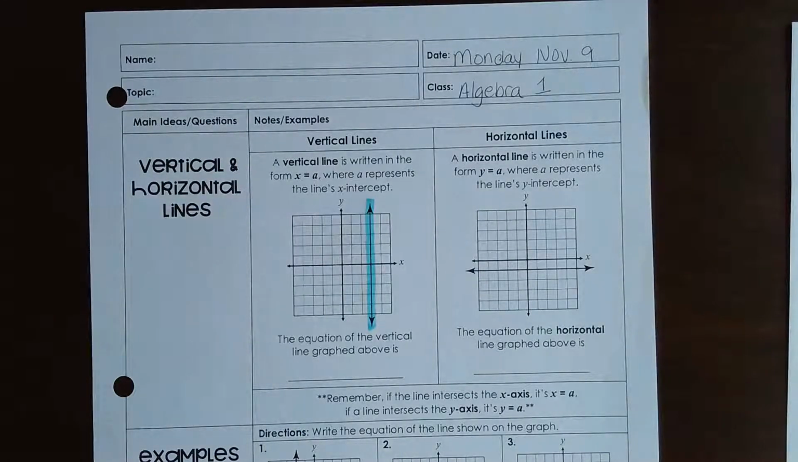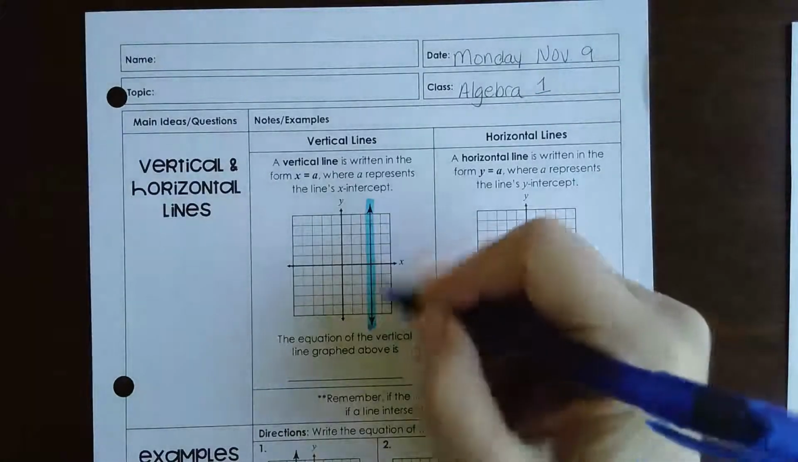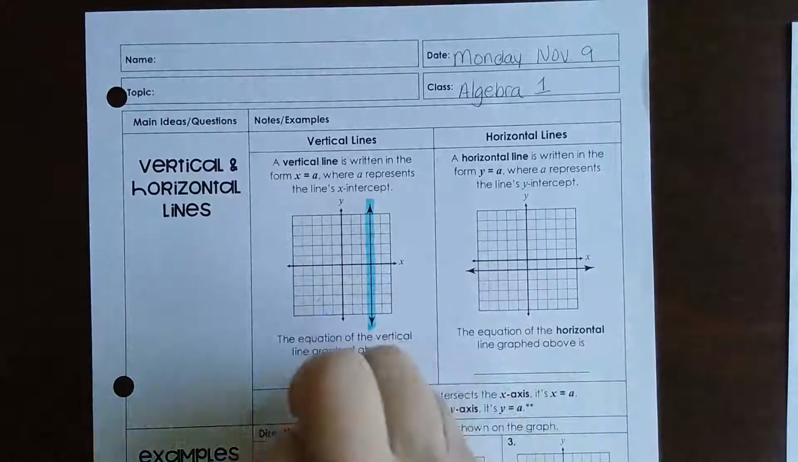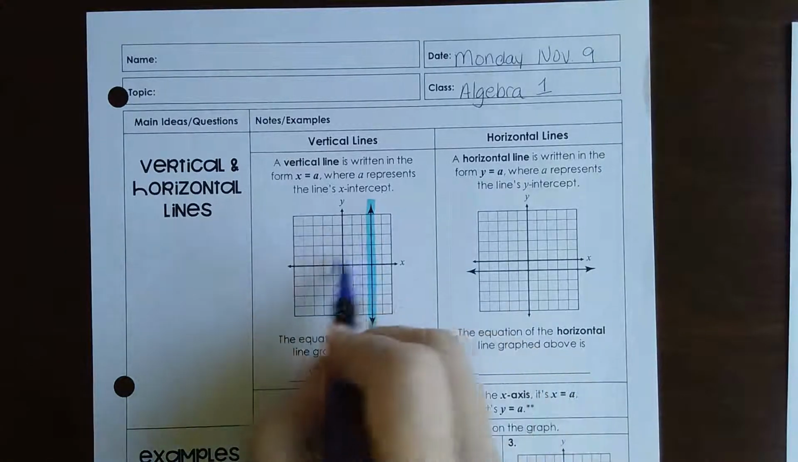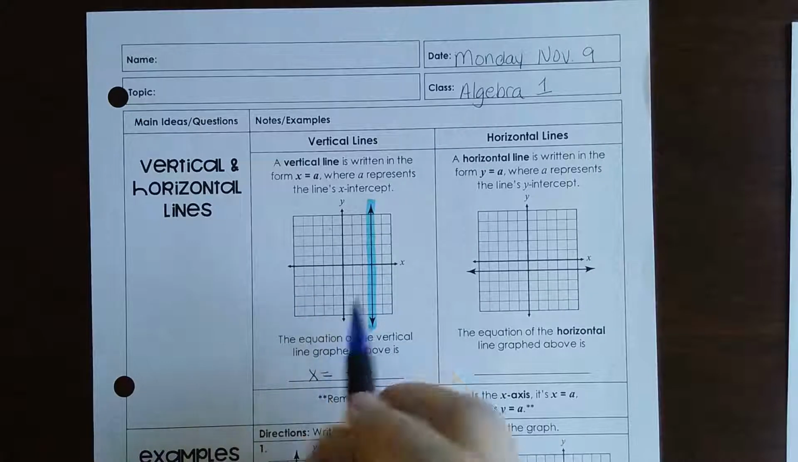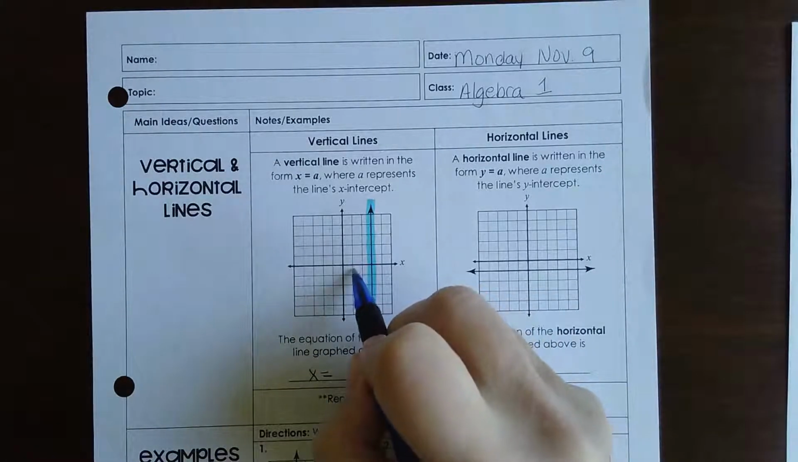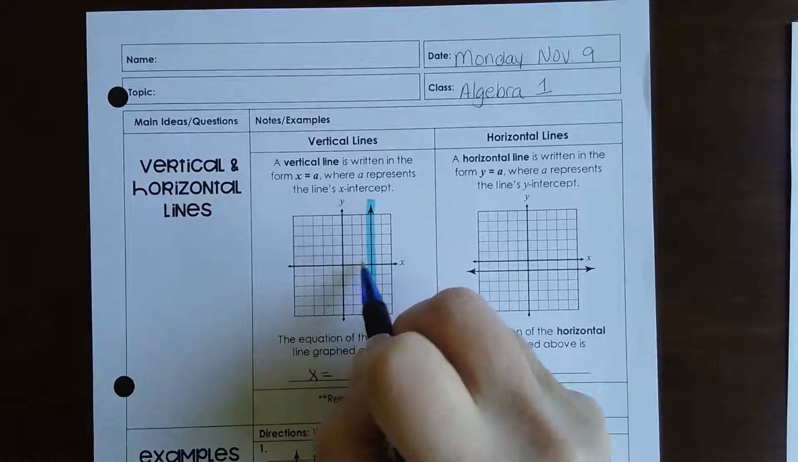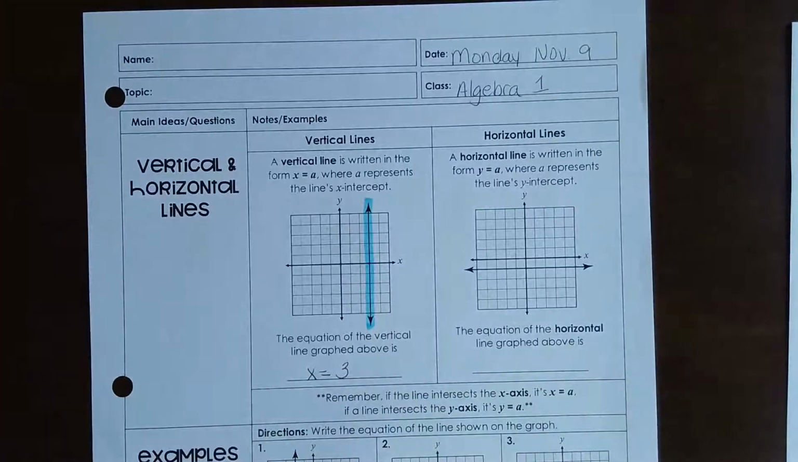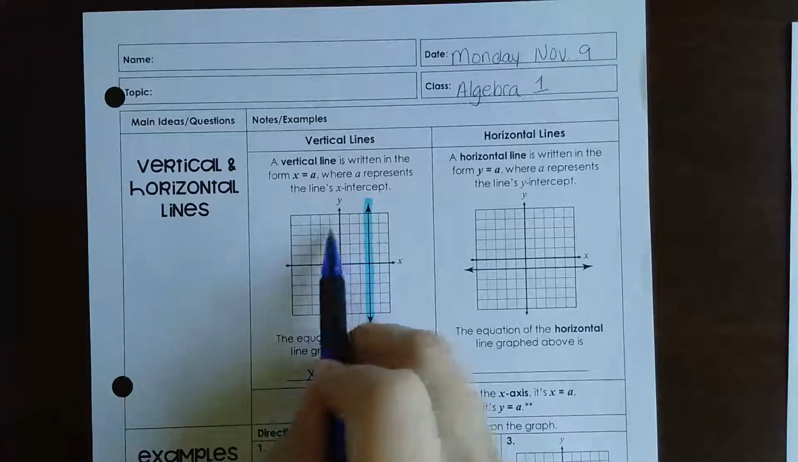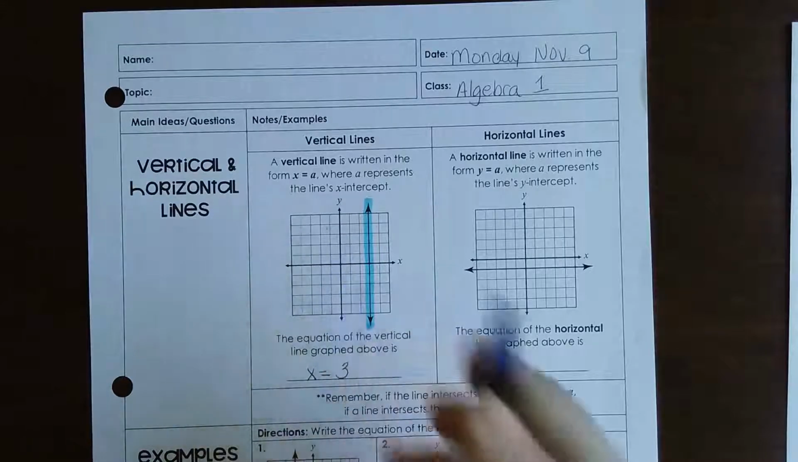In this example, the equation of this vertical line graphed here is going to be x. It's always x. There is no y because it's not crossing the y-axis anywhere. So this one's going to be x equals, and then we count over from the origin: 1, 2, 3. That equation is x equals 3. A vertical line will always and forever be x equals some number. It's just x because it doesn't cross our y-axis anywhere.